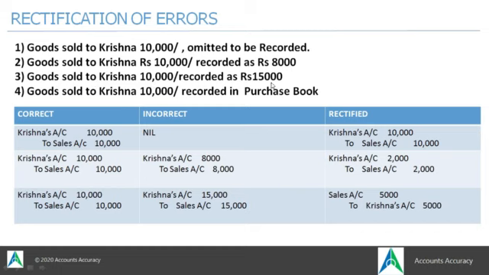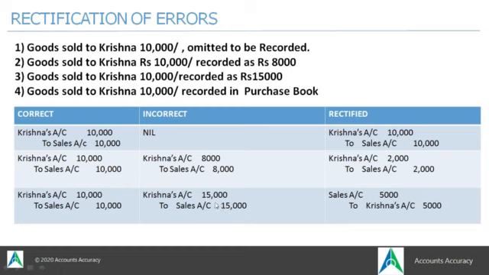Goods sold to Krishna 10,000 recorded as 15,000. In the second case it was 8,000, that means less than 10,000. But in this case it is more by 5,000. So an extra 5,000 got entered in the books of accounts. You can see here your correct entry will be Krishna's account to sales account 10,000, which was required. But incorrectly it was passed as Krishna account to sales account 15,000, that means 5,000 extra.